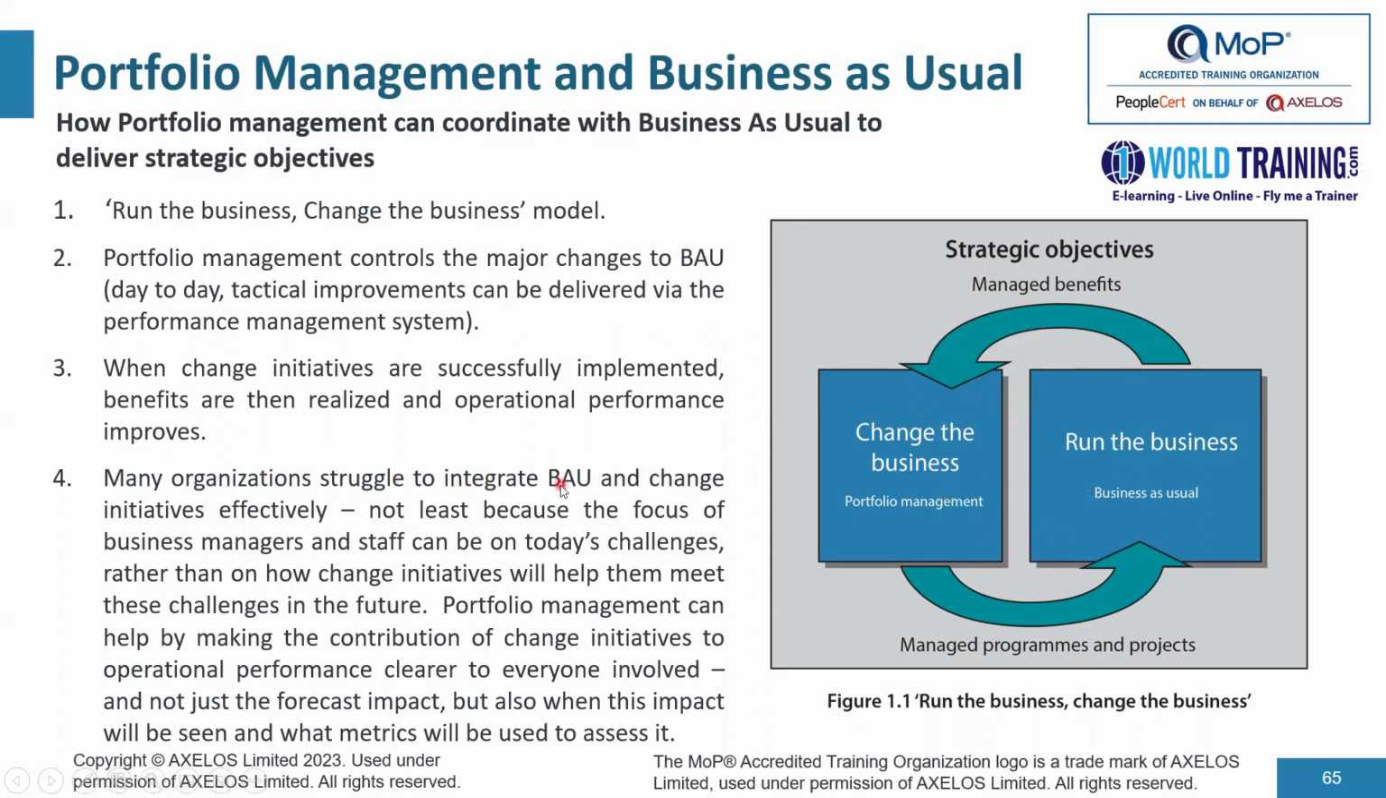Organizations struggle to integrate business as usual and change initiatives effectively, not least because the focus of the business managers and staff can be on today's challenges rather than on how change initiatives will help them meet these challenges in the future. Portfolio management can help by making the contribution of change initiatives to operational performance clearer to everyone involved, and not just the forecast impact, but also when this impact will be seen and what metrics will be used to assess it.